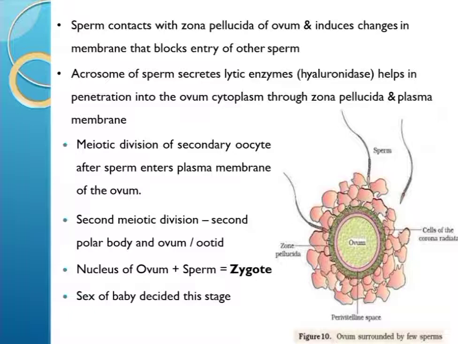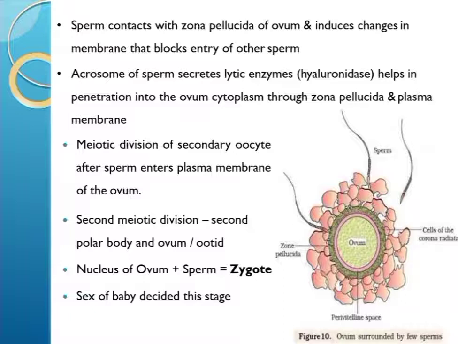Because of this, at this stage you can see that the meiotic division of the secondary oocyte gets completed. The secondary meiotic division will result in the formation of the second polar body and a haploid ovum. The haploid nucleus of the sperm and that of the ovum fuse together to form the diploid zygote.